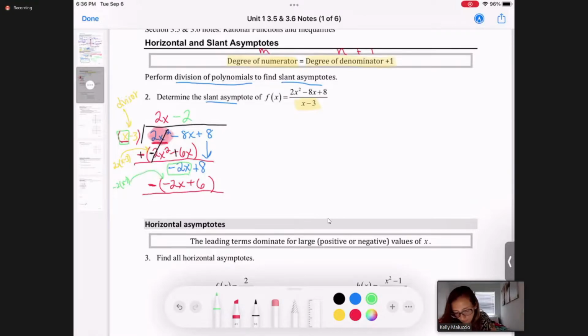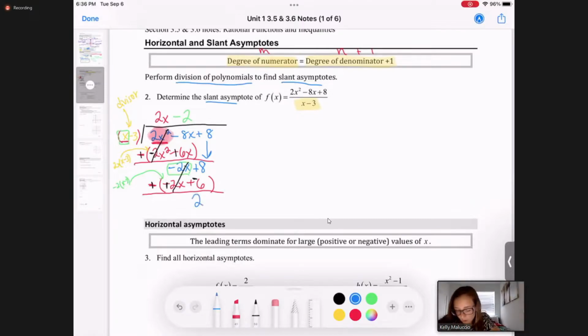Okay, so I'm going to subtract this again, and add going down. When I do this, I'm just going to have plus a positive, and this is going to become a negative 6. So negative 2x plus 2x cancels out, and then 8 minus 6 is only 2. So I am left with 2.